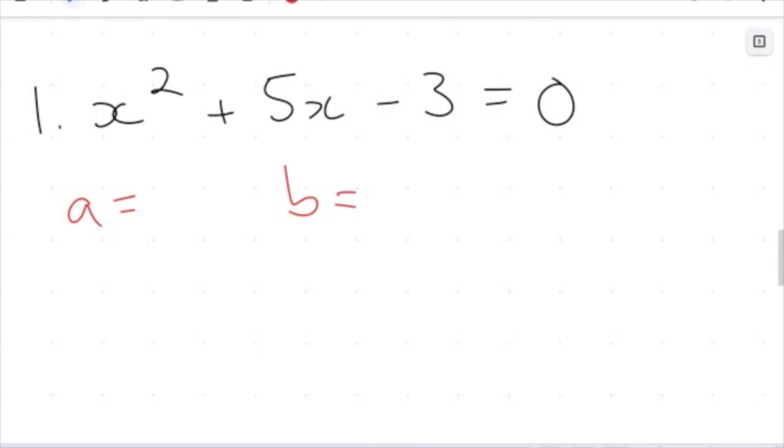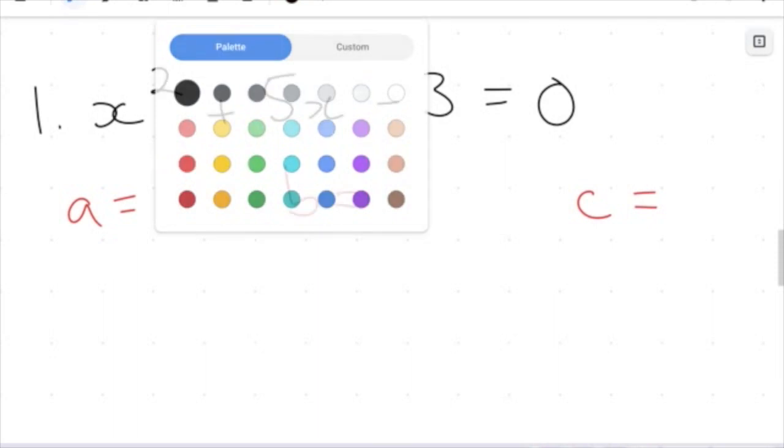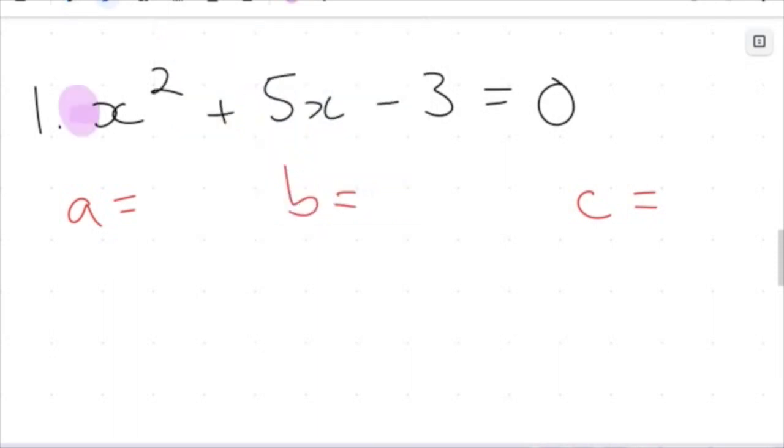Now we're going to be doing the same thing as the quadratic formula video that we did last time. We still want to identify my A, B, and C, and we just want to substitute this into the discriminant. So our A here is going to be 1, because remember we said in the last video, if there's nothing in front of x squared, we assume that there is a 1 there. So my A equals 1, my B equals 5, and my C here equals -3. Be careful of the sign here.